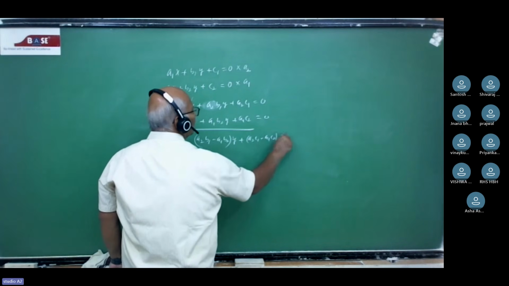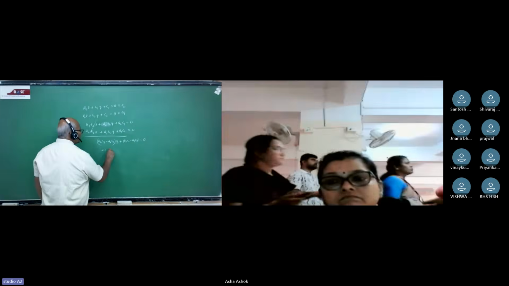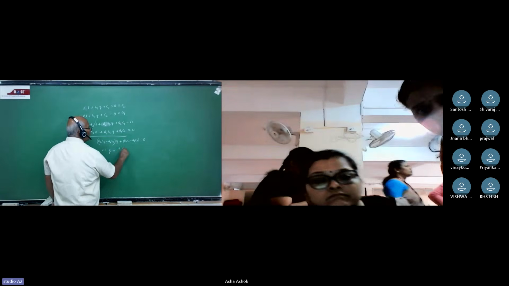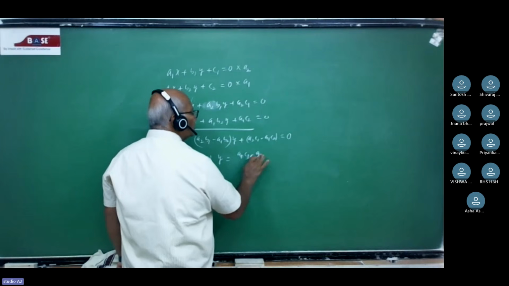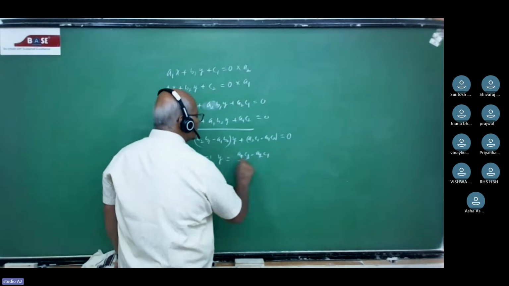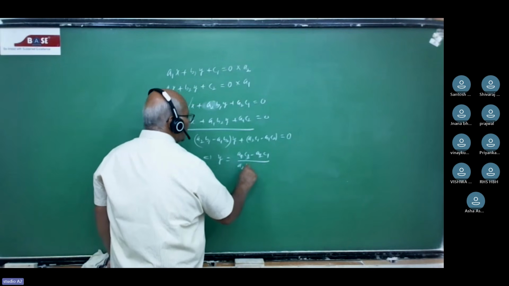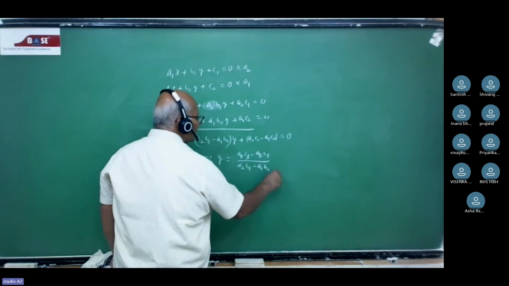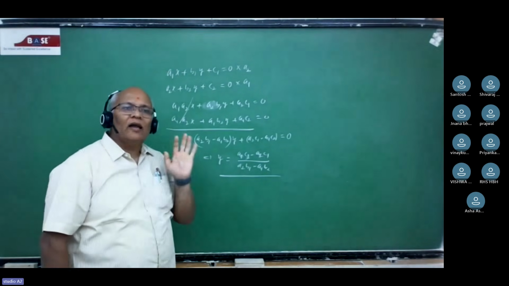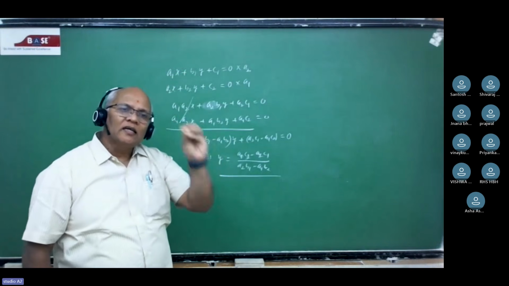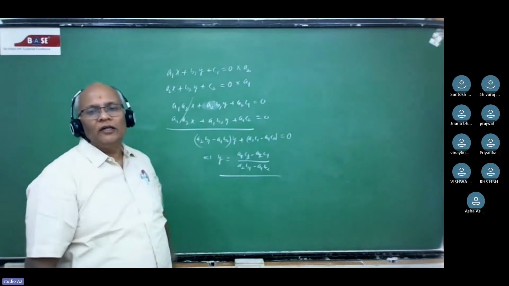C2 equal to 0. Or shall I say that y is equal to (A2 C1 minus A1 C2), or rather (A1 C2 minus A2 C1), and transferring it to the other side, I do get it as A2 B1 minus A1 B2. I can substitute it over here and compute the value of x. This is the normal method which we do.